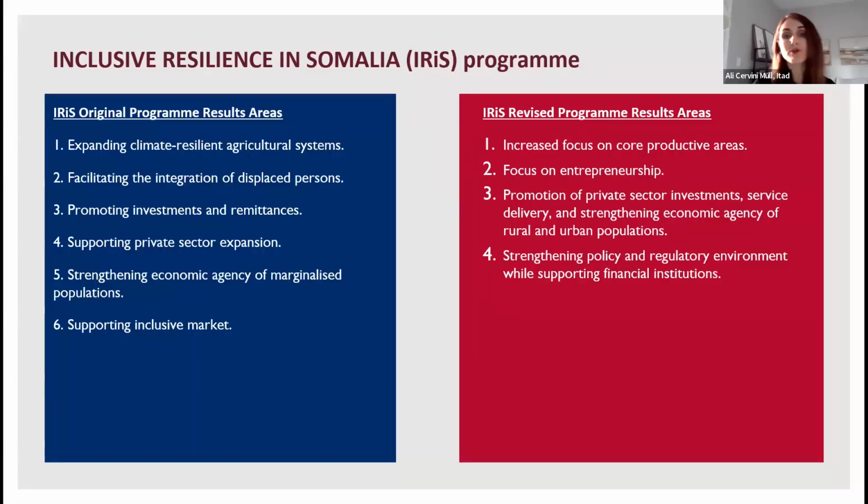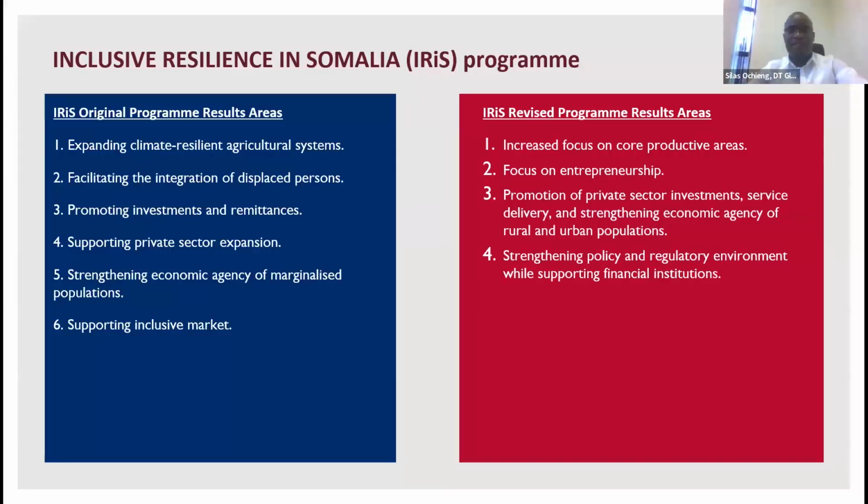Initially, there were 6 program result areas for the program based on the original theory of change. This was changed after year 1, and it is now 4 program results, as listed here in the red box on the right-hand side. That said, when we undertook the evidence review, it was during year 1, so we focused on the 6 program results as listed in the blue box on the left side. And the report is structured and focused on these 6 program results, or what we call PRs. Silas, can you jump in and briefly touch on how and why the PRs changed after year 1?